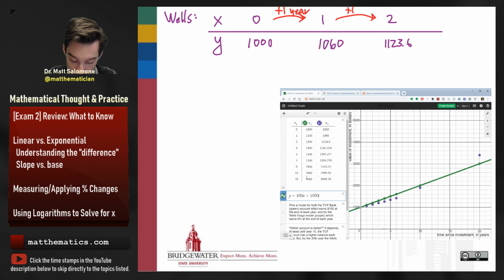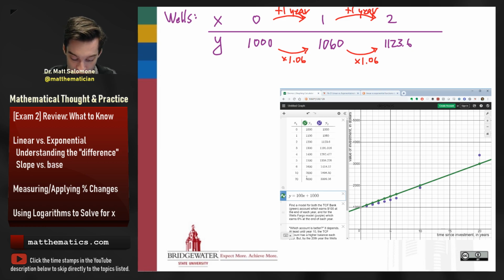And again, what made this an exponential relationship is that for every 1 year that passes, so anytime I add 1 to my x variable, the same consistent change is happening to my y variable, but the nature of that change is no longer addition and subtraction like it was with the TCF account. Now it's multiplication by 1.06.